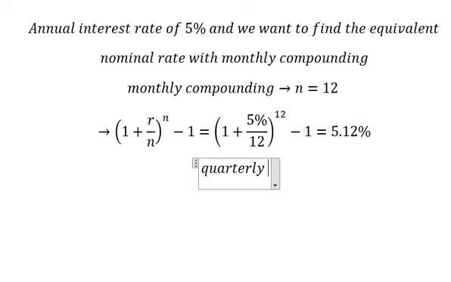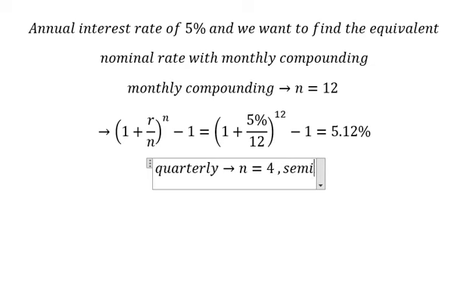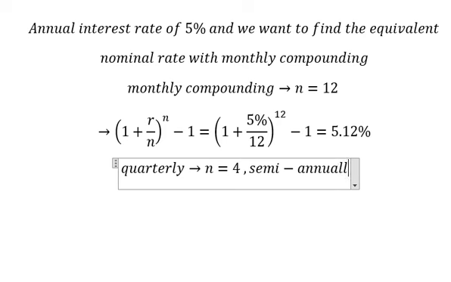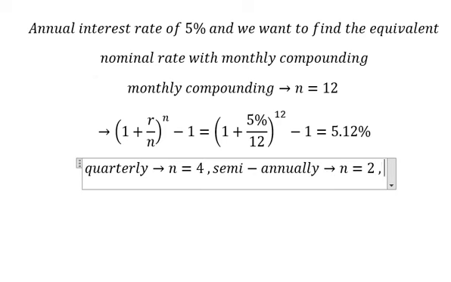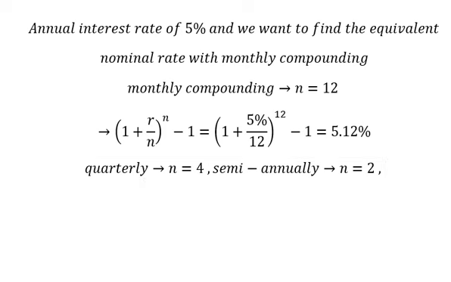Now, for more information, if this one is quarterly, you need to use n equals 4. For semi-annually, we need to use n equals 2. And that is the information.